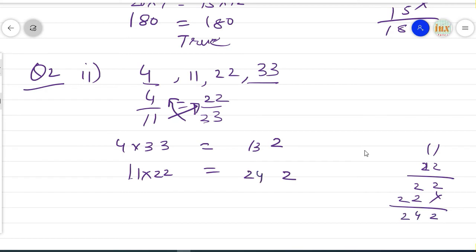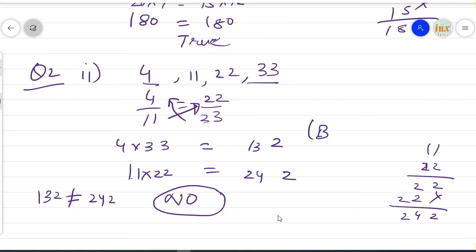So are they in proportion? The answer is no, they are not in proportion, because the product of extremes, 132, is not equal to the product of means, 242. That is why the answer is no. Here we write by cross multiplication.